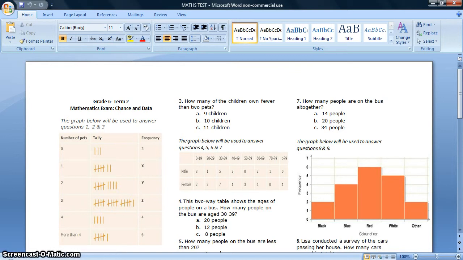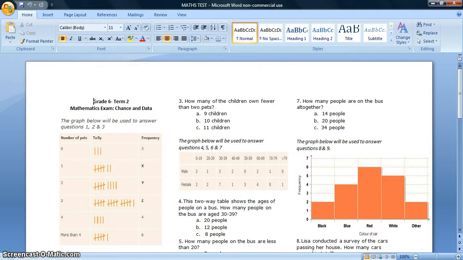Grade 6, Term 2, English Exam, Chance and Data. When you're reading through this exam and going through each point, you can pause this video and wait until you answer the question to continue. That way you'll make sure that you hear every single question clearly.